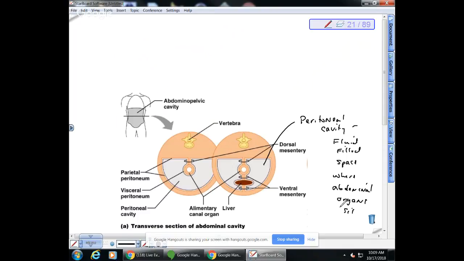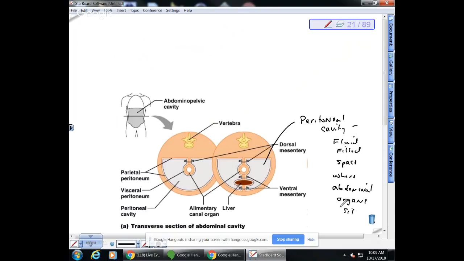Right? And so they're actually connected. Here you can see the liver is connected. It is actually considered to be an accessory organ because it's not actually part of the digestive tube that runs through your body. So this would be the lumen of the digestive system right there.